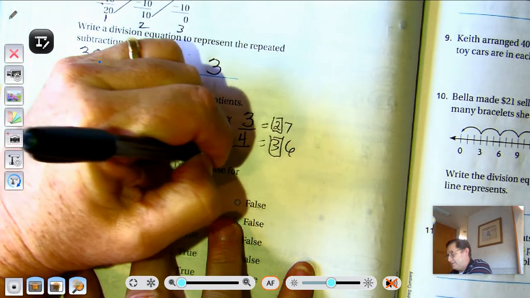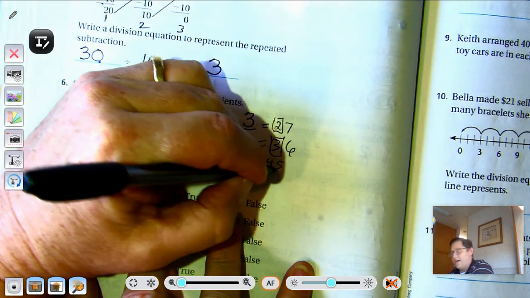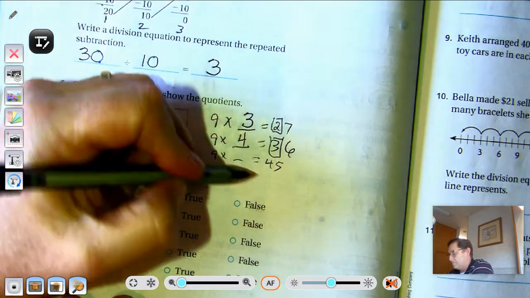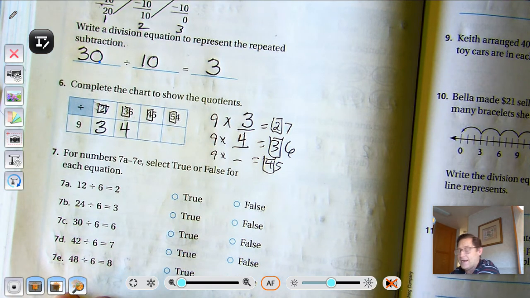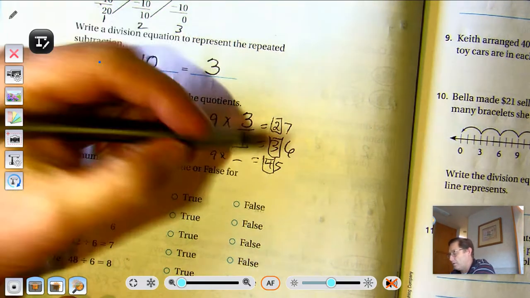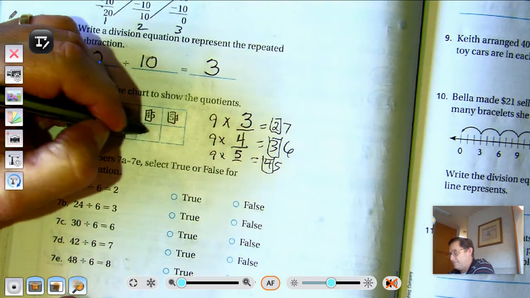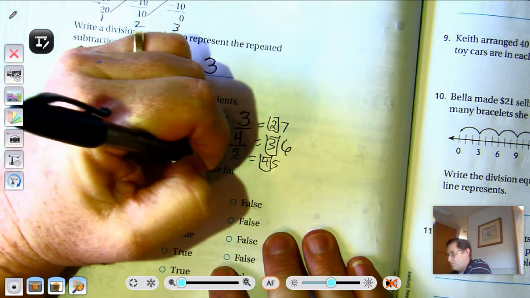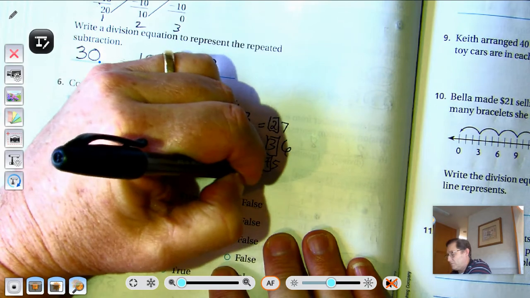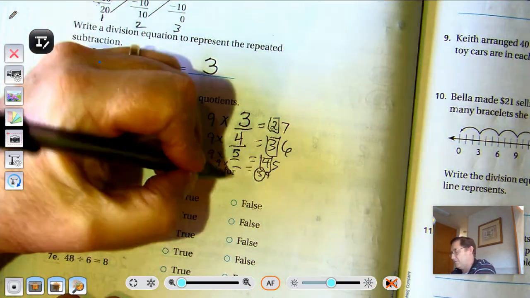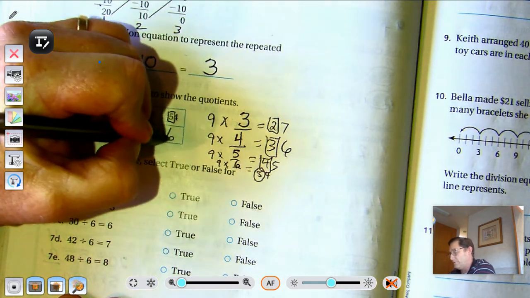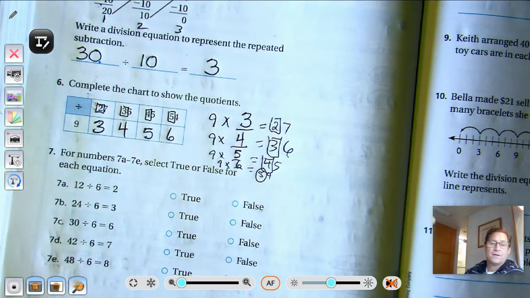9 times what is 45? If we focus on the tens place, that tells us that the factor being multiplied by 9 is 1 greater than the 4, so it's 5. And the last one, 9 times what equals 54? So 5 is in the tens place, so the factor is going to be 1 more, or 6. Okay.